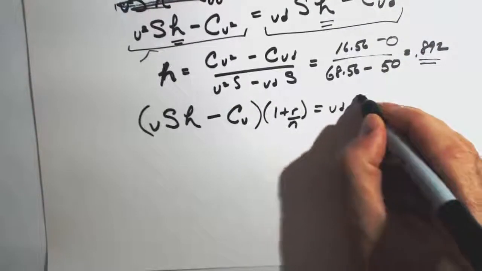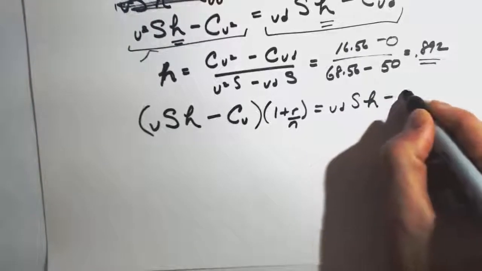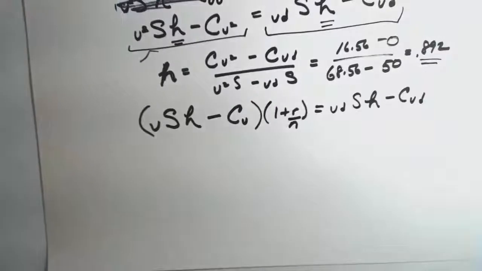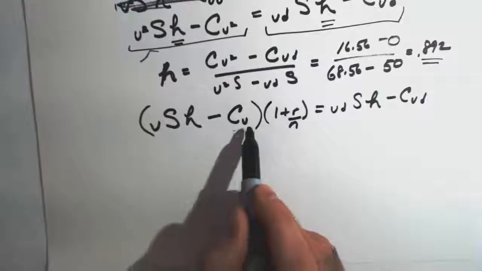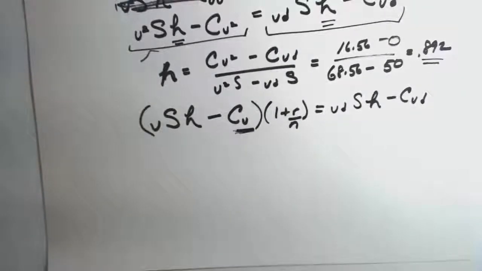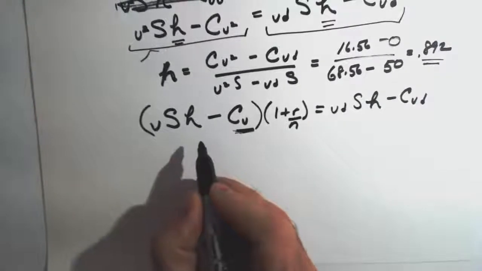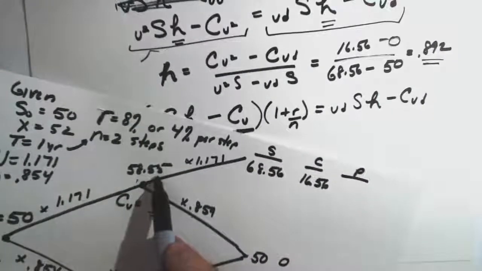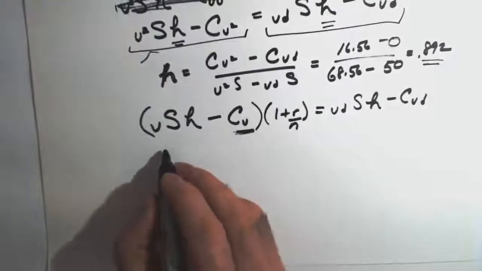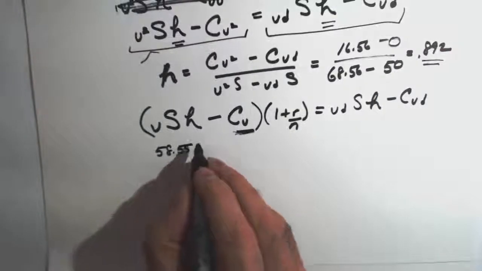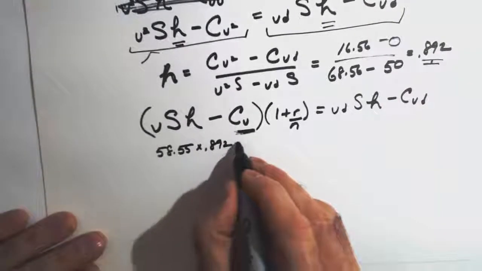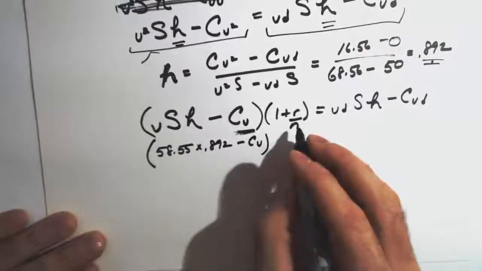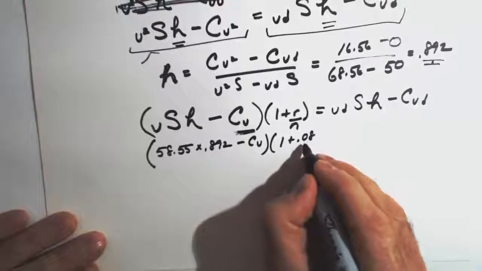So it's U·S·H minus C_U. So that's it symbolically. So we have everything we need to solve for this guy. It's one equation, one unknown at this point. So let's solve. Plug the numbers in and solve. The price, U·S, is the 58.55 right here. 58.55. The H is 0.892 as we just calculated a minute ago. Minus C_U is what we're solving for. This is 1 plus 0.08 divided by 2.